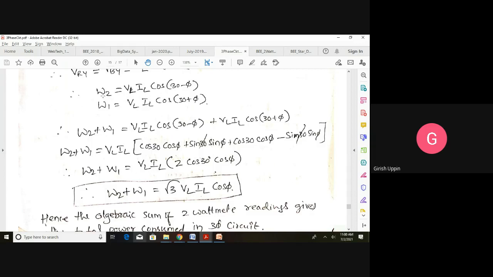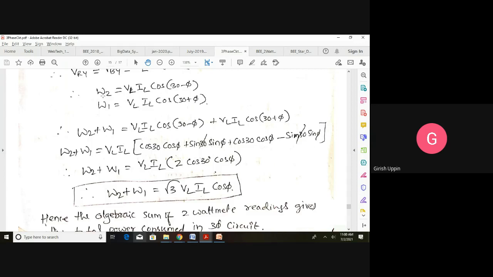For example, they will say in the problem, in a 2 wattmeter method, one wattmeter reads 350 watt, the other wattmeter reads 100 watt. Find the power factor of the circuit. They will give questions like that. We are going to solve it.